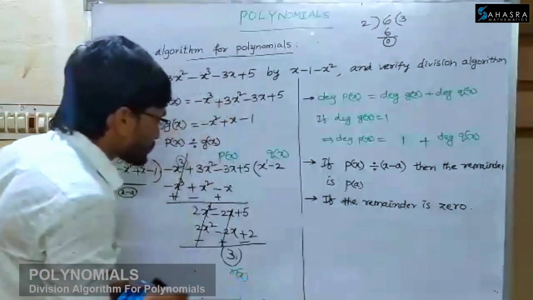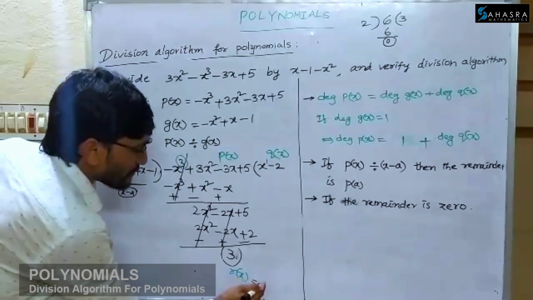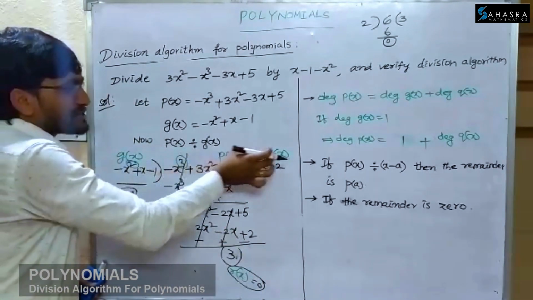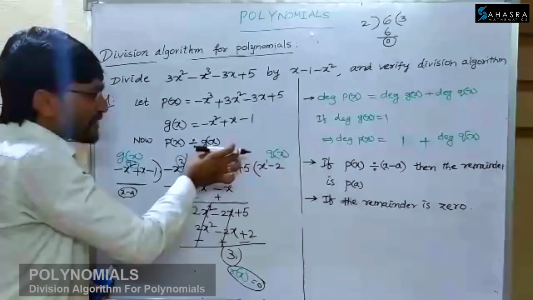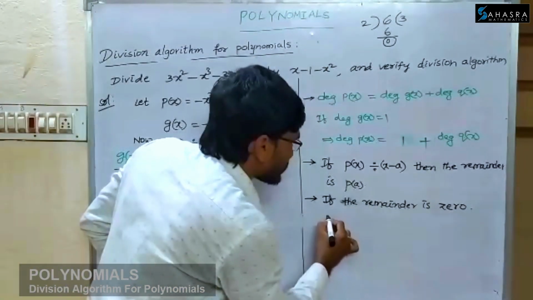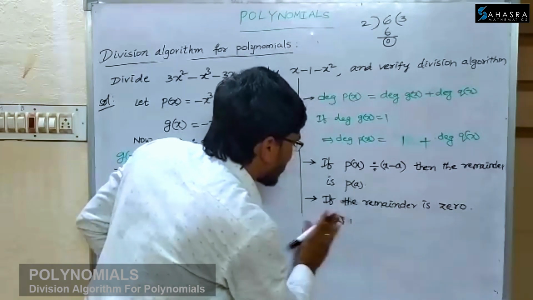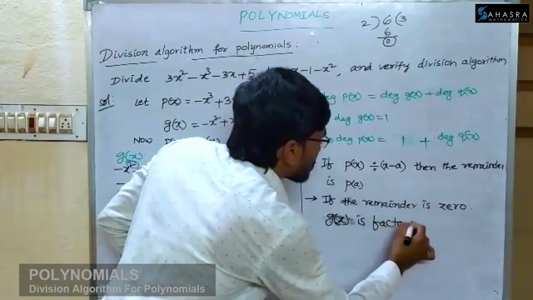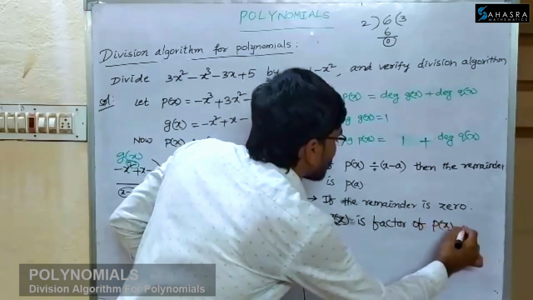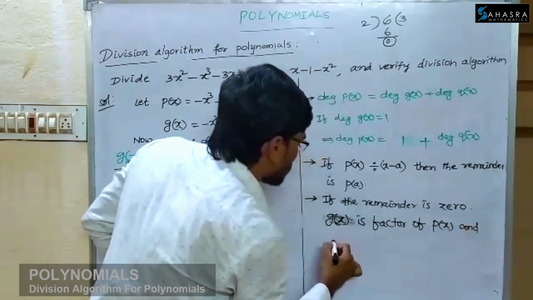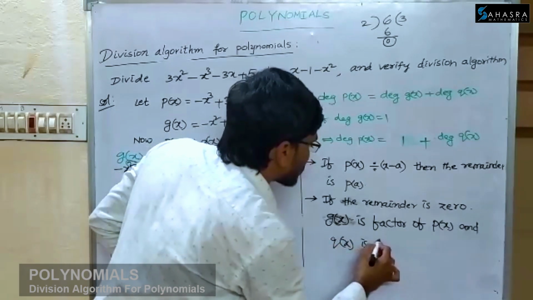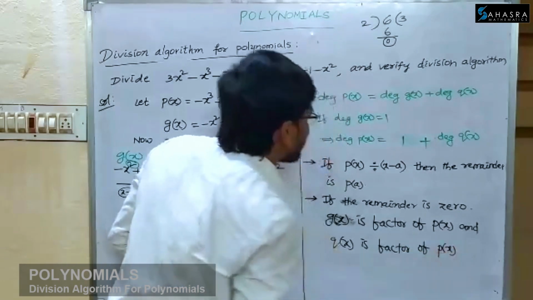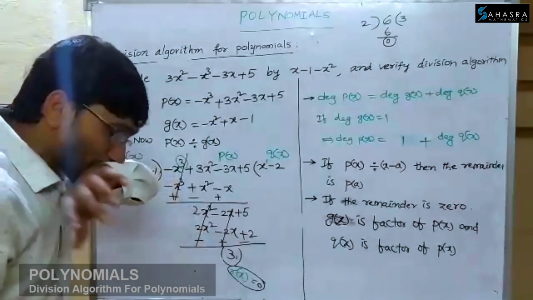Like that, here also, if the remainder is equal to 0, then g of x is a factor of p of x, as well as q of x is a factor of p of x. If the remainder is 0, then g of x is a factor of p of x, and q of x is a factor of p of x. These are the important points.